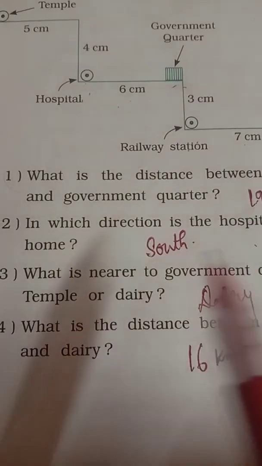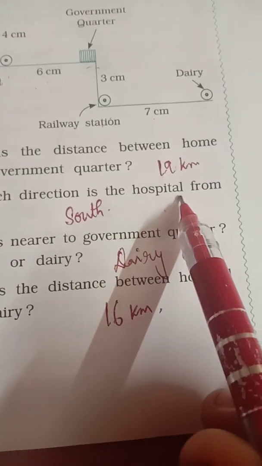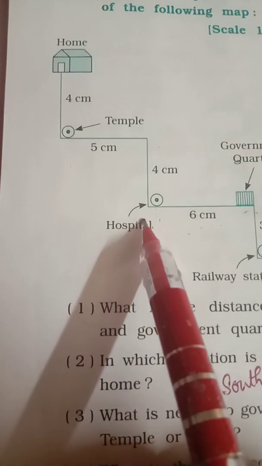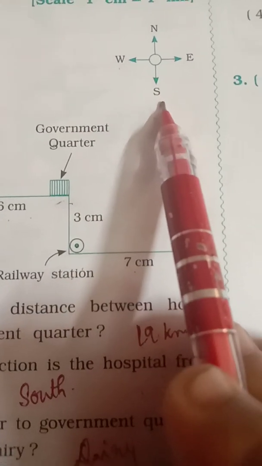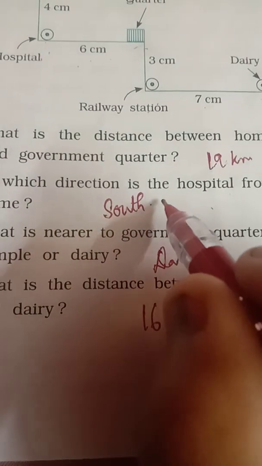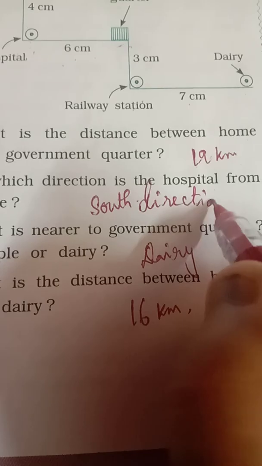Next, in which direction is the hospital from home? See, here it is home and this is hospital. So towards down. Down means south direction. So the answer is south direction.